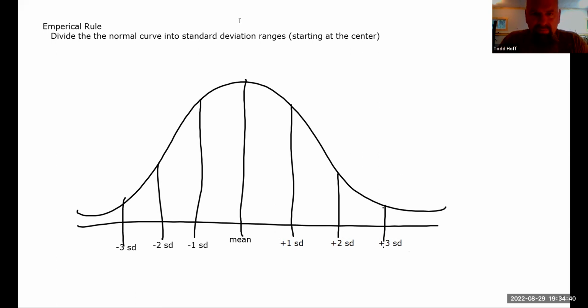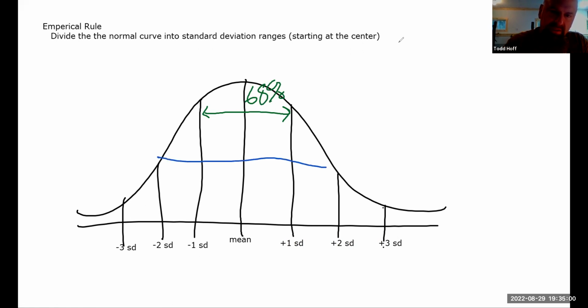And the percents that are important here: if we go 1 standard deviation on each side of the mean, we expect 68% of the data to fall in that range. If we go 2 standard deviations on each side of the mean, we expect 95% of the data to fall in that range. And if we go 3 standard deviations on either side of the mean, we expect 99.7%, or almost all of the data to fall in that range.